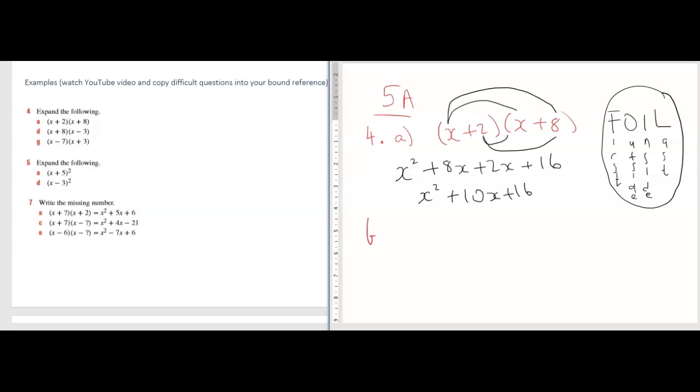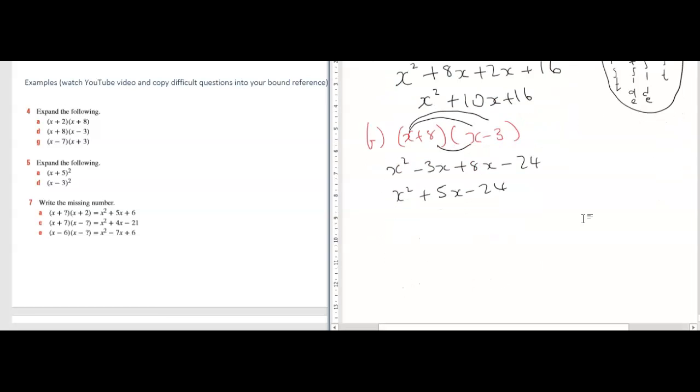Okay, question B. What do we got? X plus 8 and x minus 3. Okay, so we do the first, or the front. So x squared, then x times, and it's a negative 3, so make sure you don't forget that negative. 8 times x, and then 8 times negative 3. It's negative 24. All right, so we group our like terms. So we've got minus 3x plus 8x, so that's going to be plus 5x, and then minus 24.